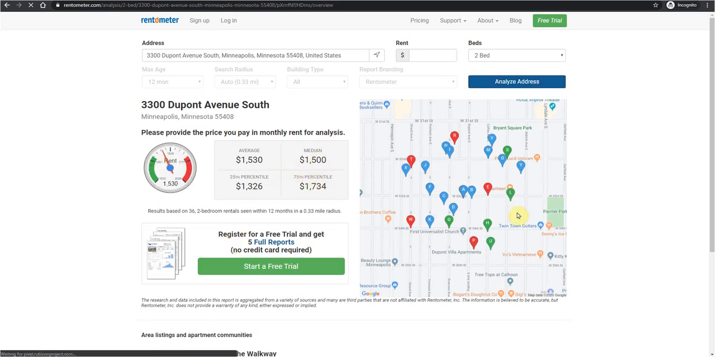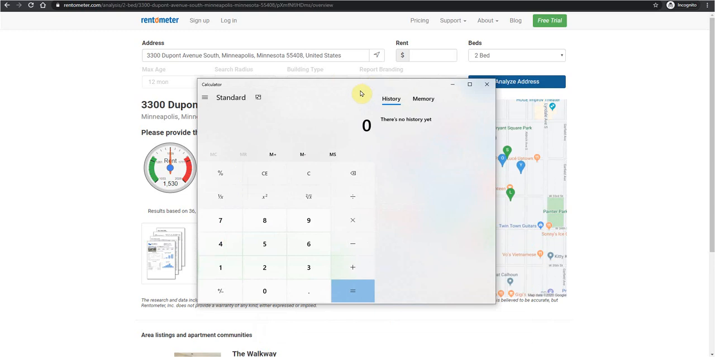So then the two bedrooms in this area are around $1,500. So let's say the total for these three units would get you to about, so 1,500 plus 1,500 plus, I think the three bedroom is around $2,000 on the median. So $5,000 in total gross rent.